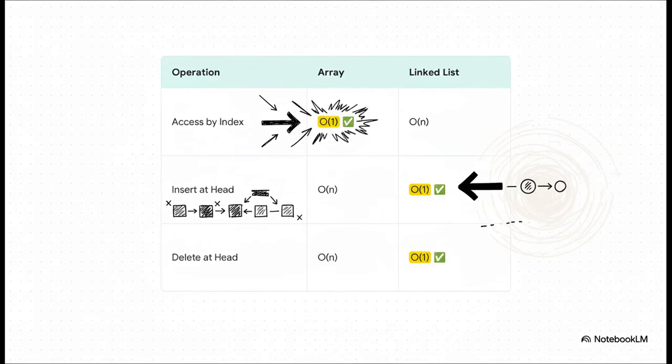And here it is. This is the big aha moment. Just look at this comparison. Arrays are amazing at one thing: accessing an element by its index. Bam, O(1). But linked lists? They absolutely dominate when it comes to adding or removing items from the beginning of the list. No more array shuffle. It's just an instant, beautiful O(1) operation.